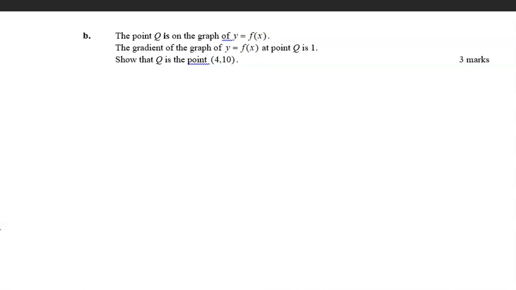We need to show that Q is the point (4, 10). Now, a lot of people looked at this and said, okay, (4, 10) has to be on the graph, so I'm going to substitute 4 into my initial function. Let's just write the function here: f(x) is equal to 4 square root of x plus 2.